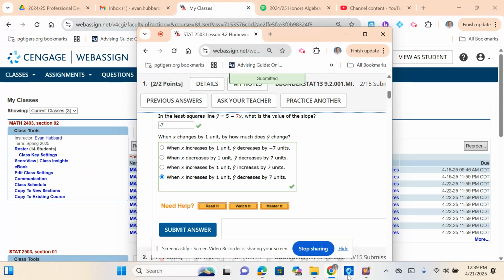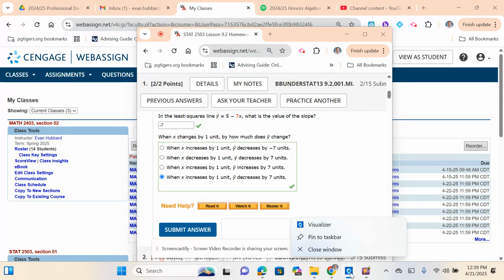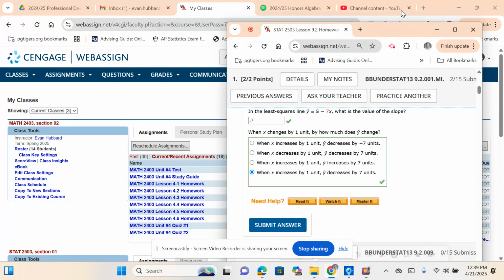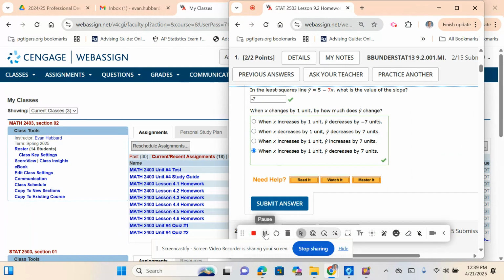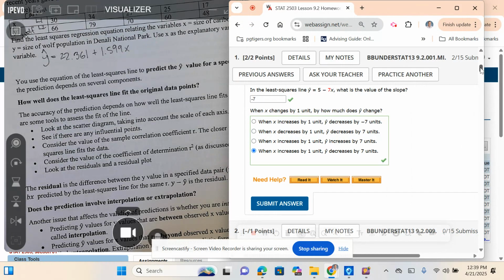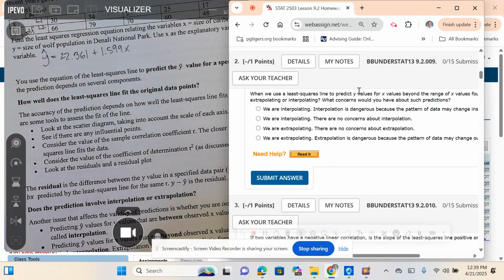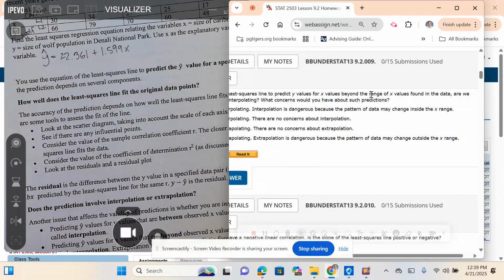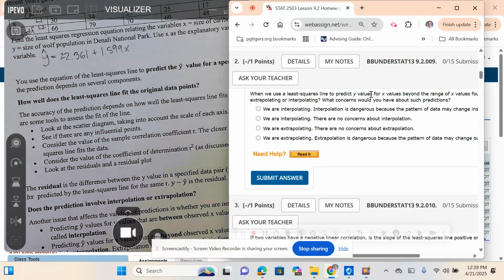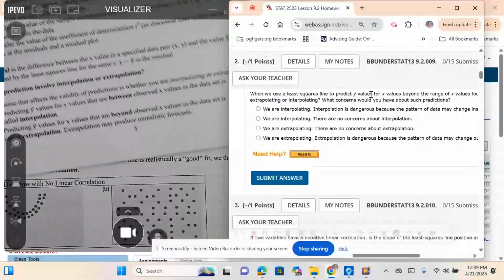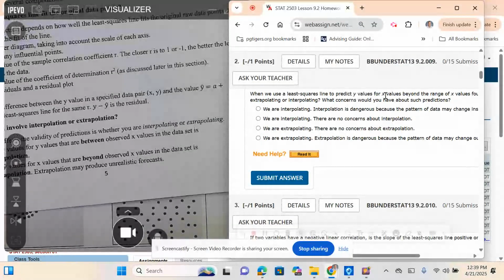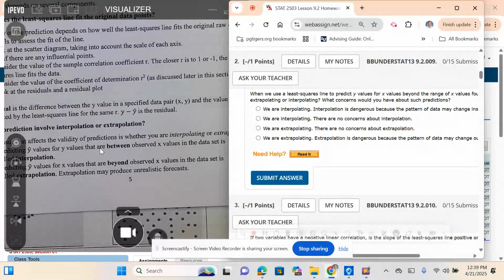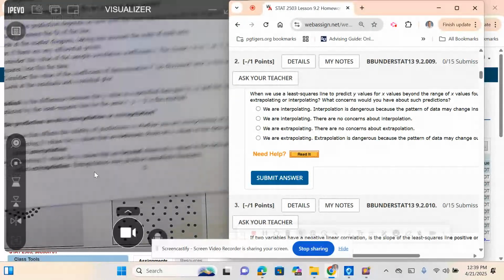Let's look at number 2. All right, so get the visualizer up here. So number 2, we're talking about interpolation and extrapolation. When we're using x's to predict values of y, are we interpolating or extrapolating? When we're doing it beyond the range of data, that's extrapolation.